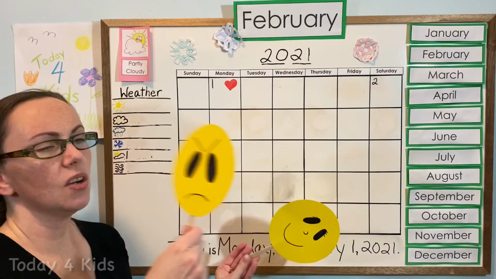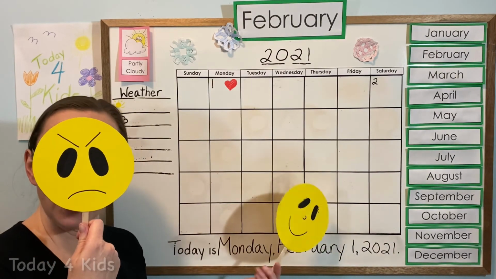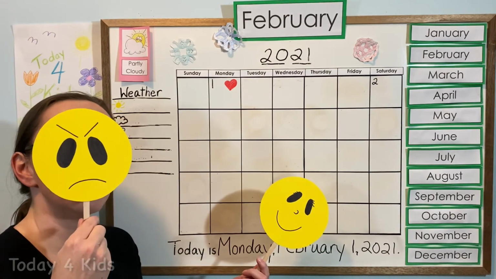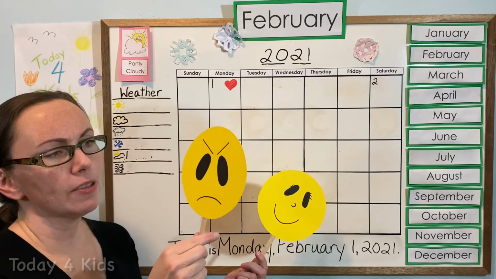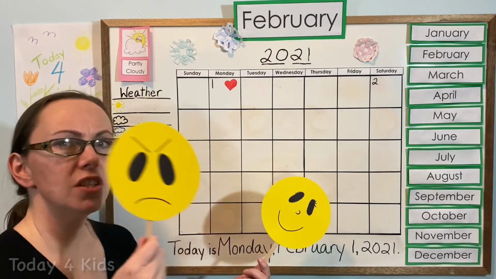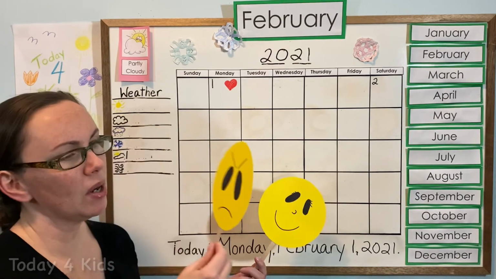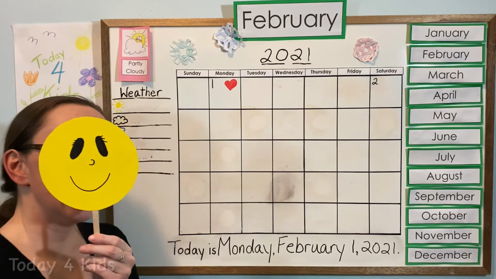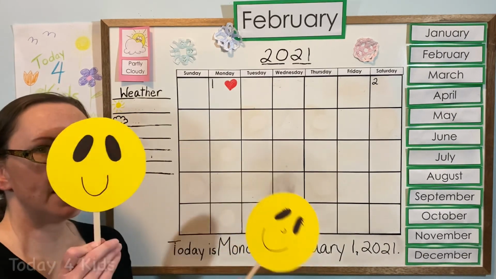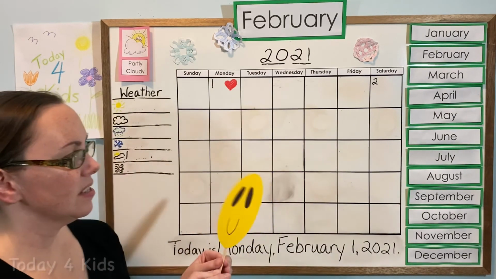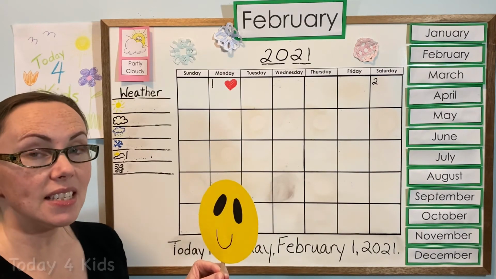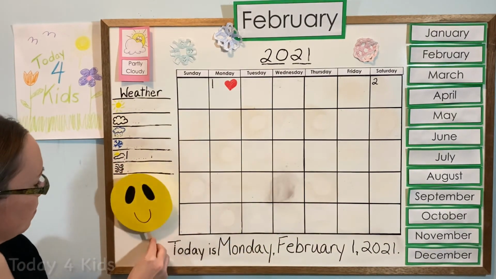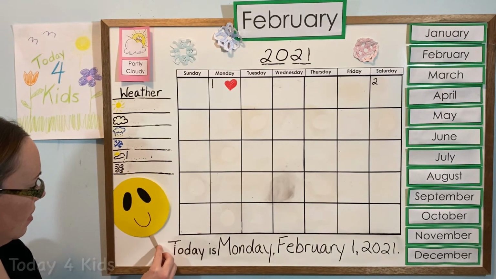What about angry? Are you angry today? Did something happen to make you angry? Maybe you lost something or you weren't able to do something that you wanted to do. It's good to talk about it. You could talk to your grown-up about it or a friend. What about this one? Just content, happy? I think I'm kind of excited happy today because it's the first day of the month and I know Valentine's Day is coming, so I can start making Valentines for my friends and family. So I'm going to put my happy face up here.